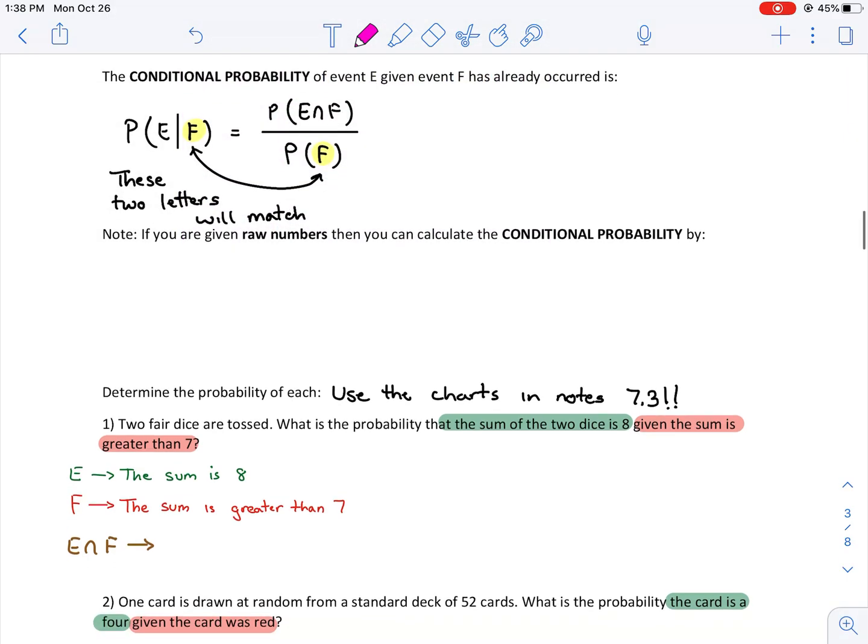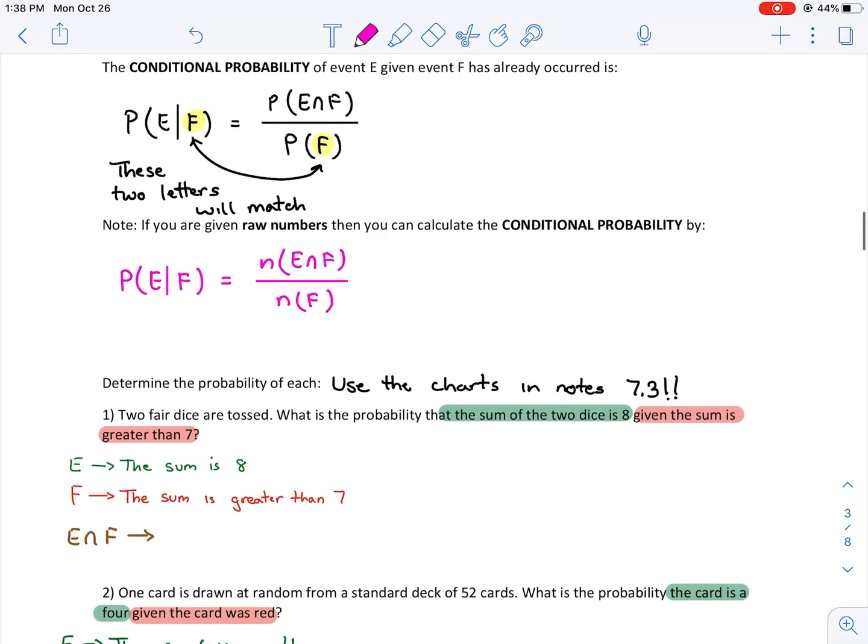Now, what happens if we're given raw numbers? Well, the probability of E given F has occurred is equal to the number of elements in E and F divided by the number of elements in F. Okay, so now that we have the formulas, let's take a look at the first example.